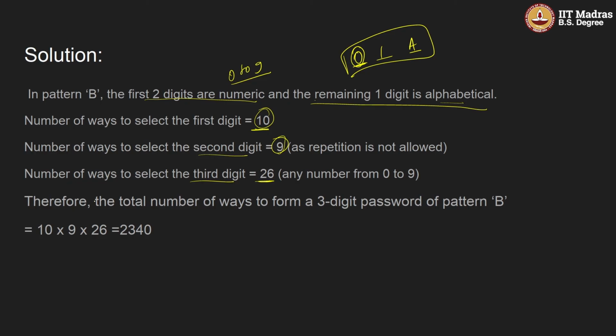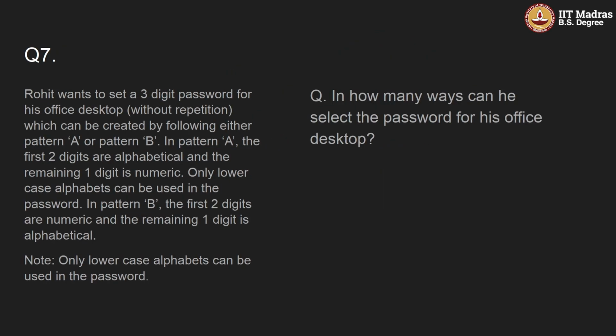Now, therefore, the total number of ways to form a 3-digit password of pattern B will be 10 into 9 into 26, which will be equal to 2340. Okay. Now, in how many ways can he select the password for his office desktop?